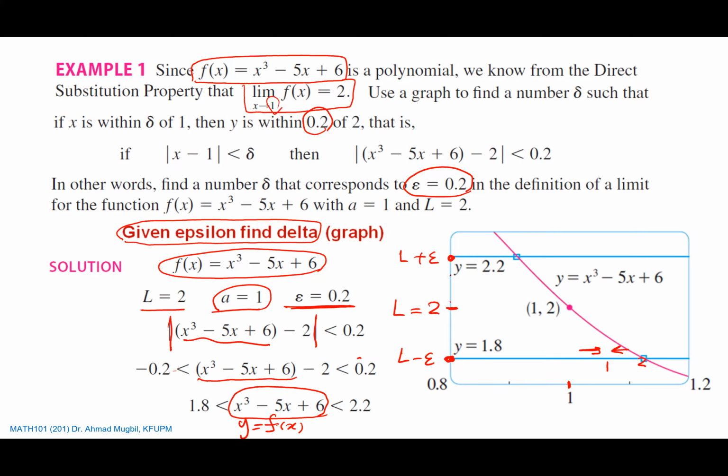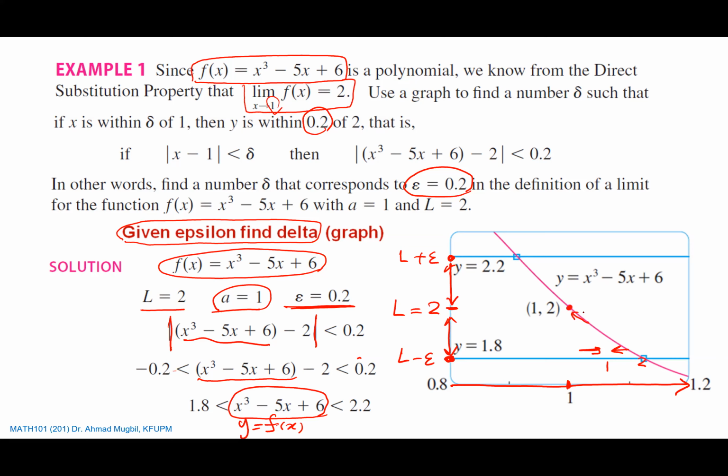So it is 0.2. This is 0.2. This is epsilon from here to here. This is what is the meaning of that. Now what we want now is to find the pre-images of this on the x-axis. This is the x-axis. On the x-axis we have 1, which is of course this point.